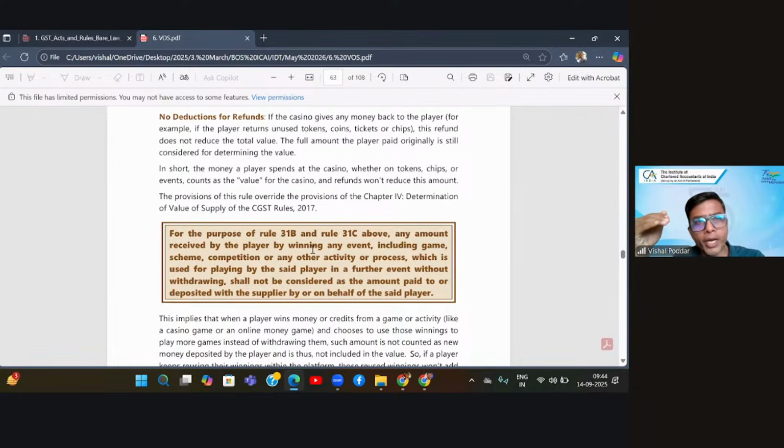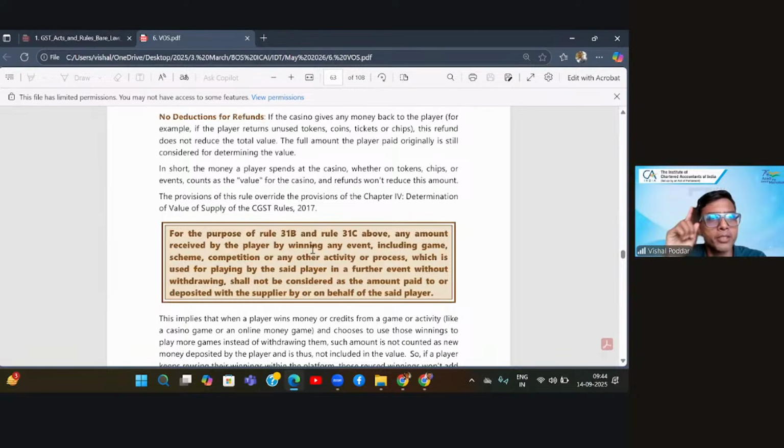Similarly, in a casino, I have bought chips of 10,000. When I put 2,000 as a bet in one of the casino games, I won that game and I received 20,000. Now I am having chips of 20,000 plus extra, whatever was left with me. When I use this winning amount to play further, there is no GST on that.